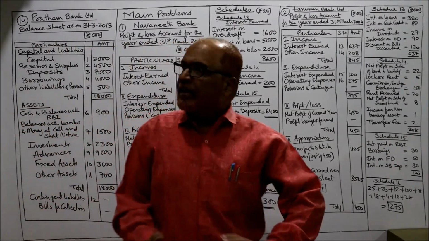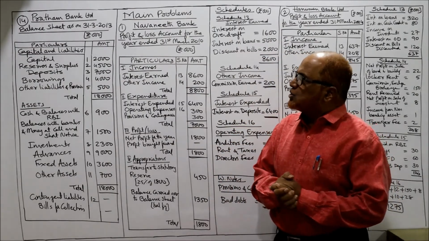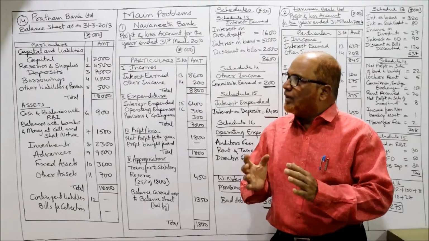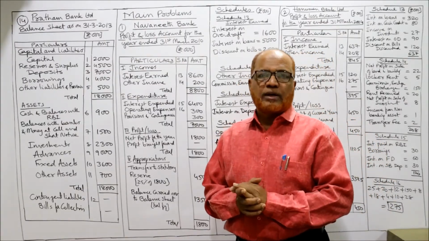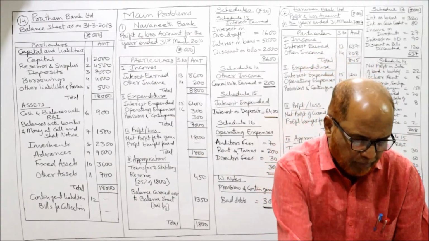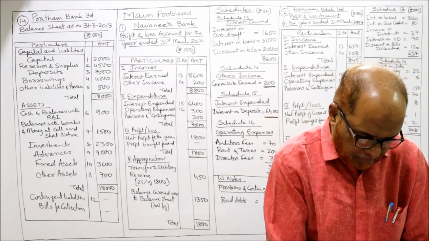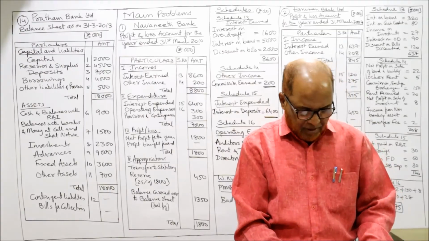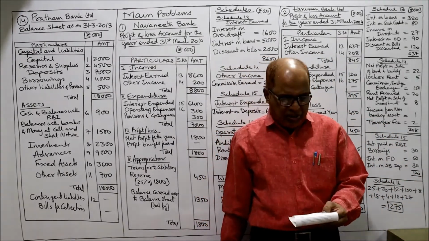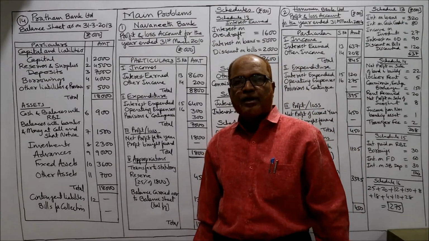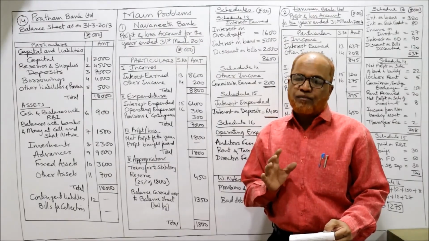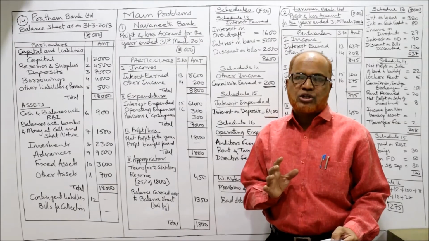Come on students, now we'll continue the problems on bank accounts. So far we have completed 13 short problems. Now one more, the last and final 14th short problem, then we'll come to the main problem. Problem number 14. On the basis of the following information of Pratham Bank Limited, prepare the balance sheet as on 31st March 2013. So we have to make the balance sheet of this bank. The first time we are going to make the balance sheet.